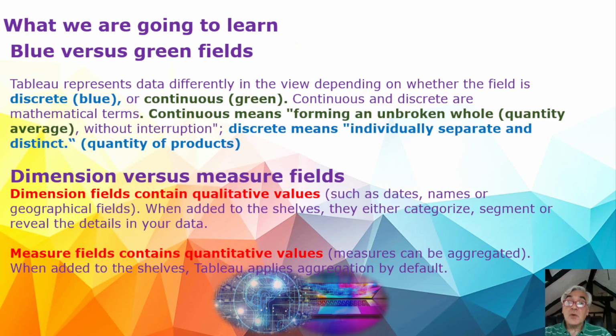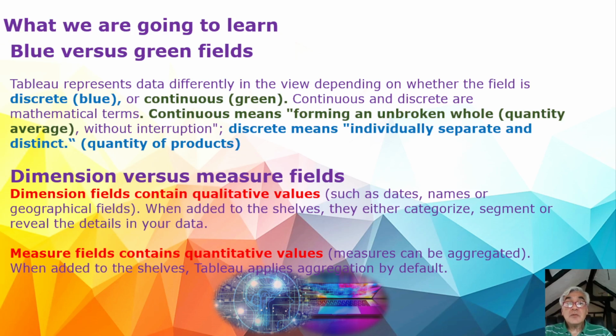For example, the quantity of products. The quantity of products sold is 1, 10, 1000, 300, 350, whatever. But it will never be like an average, which is continuous, which has a continuous line in which at any point may be a number. Okay, so discrete are blue and continuous are green.